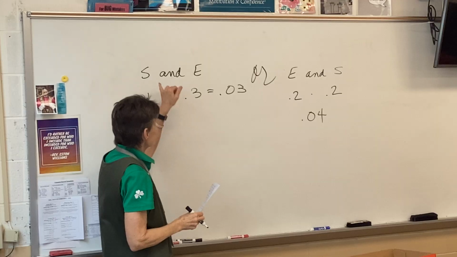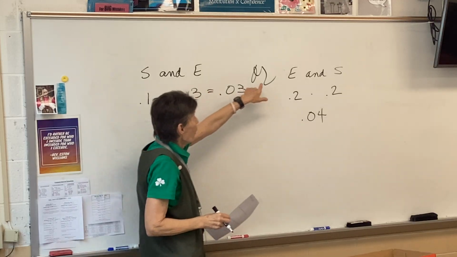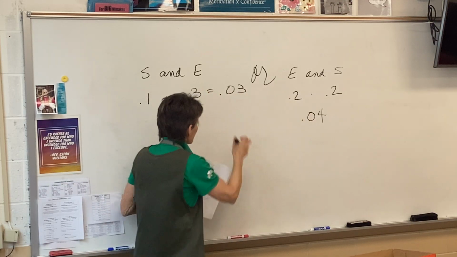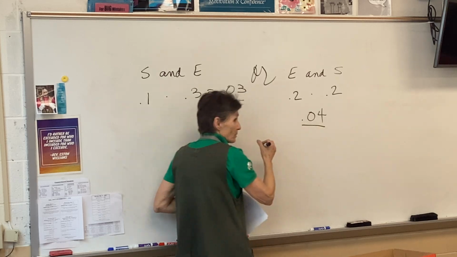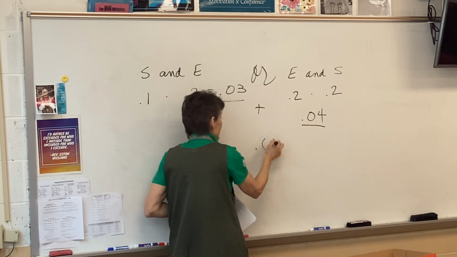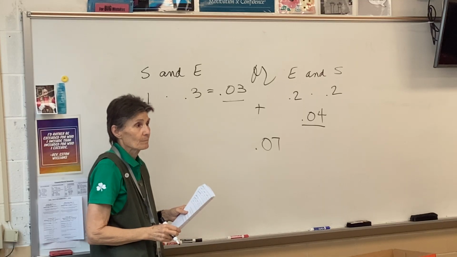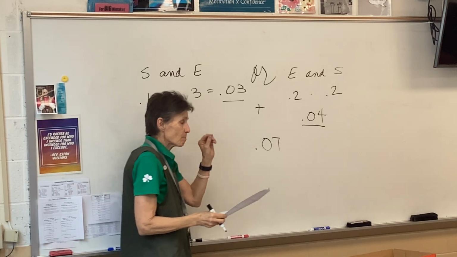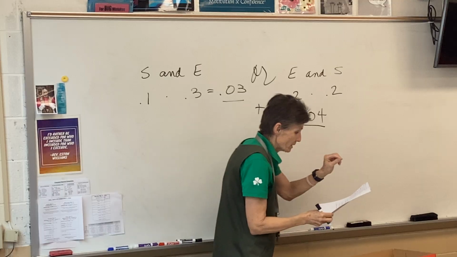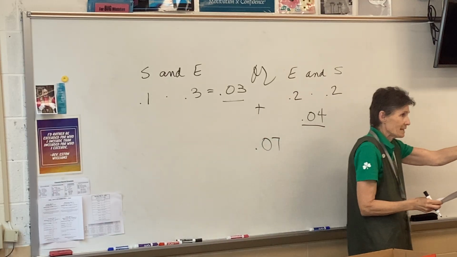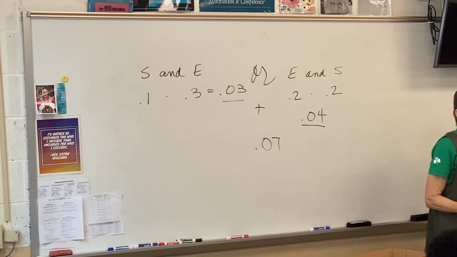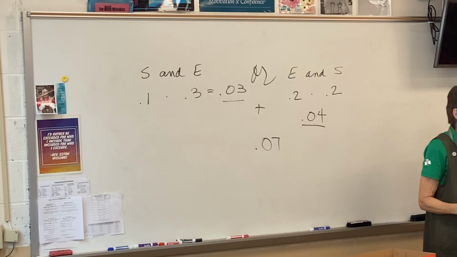So it can be science and English, or English and science. So what am I gonna do with those two numbers? Add them, and the answer is 0.06. Please make sure you see the difference between problem B and problem D. They are different.